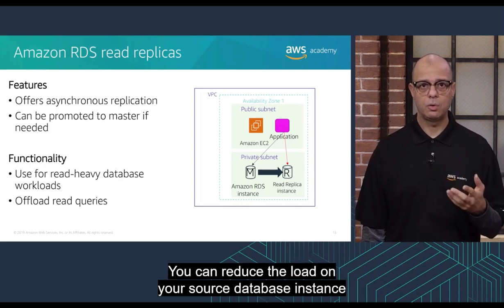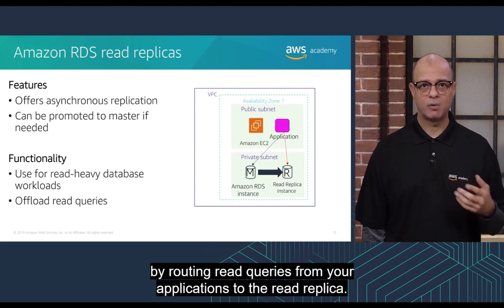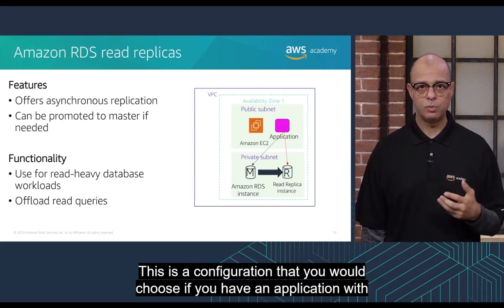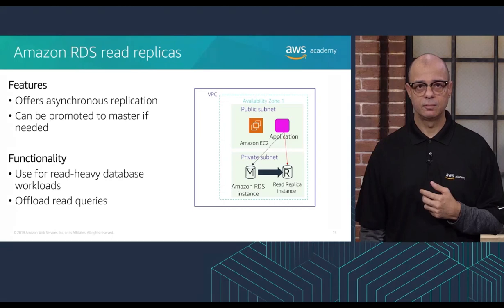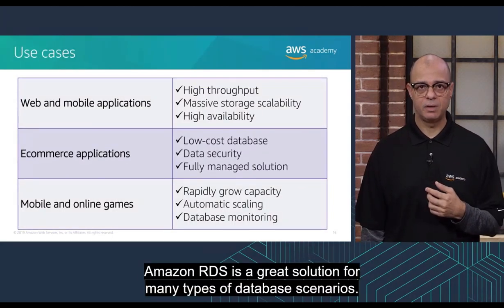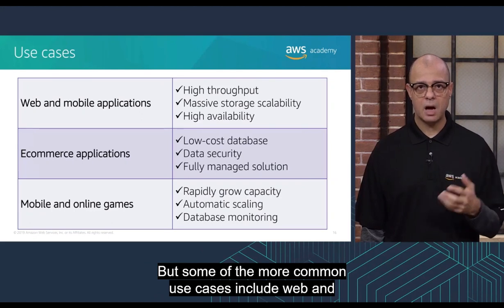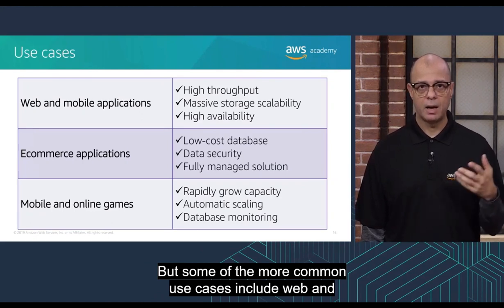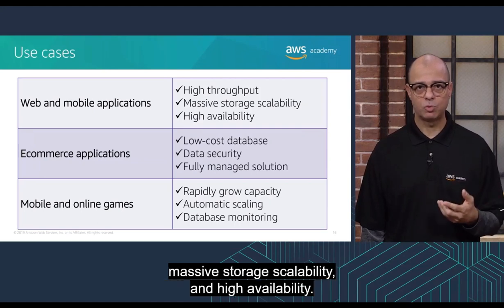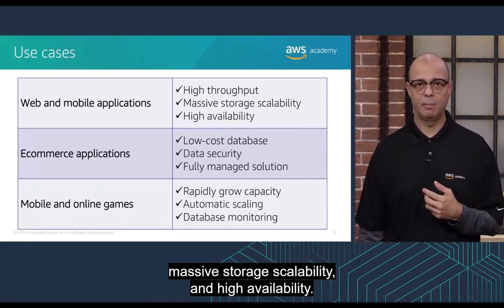You can reduce the load on your source database instance by routing read queries from your applications to the read replica. This is a configuration that you will choose if you have an application with a high number of read operations. Amazon RDS is a great solution for many types of database scenarios, but some of the more common use cases include web and mobile applications that need a database with a high throughput, massive storage scalability, and high availability.